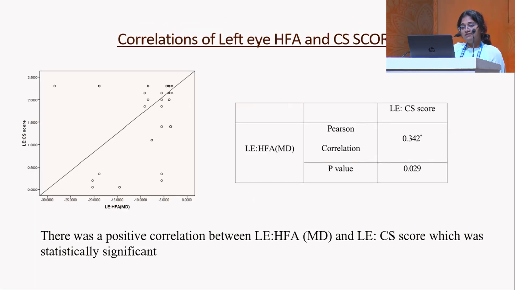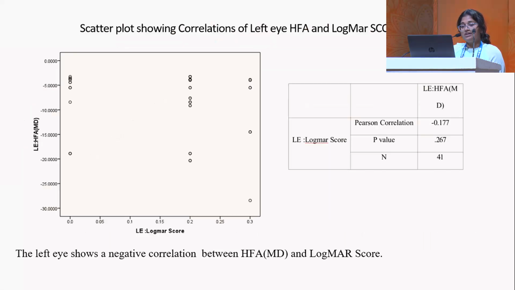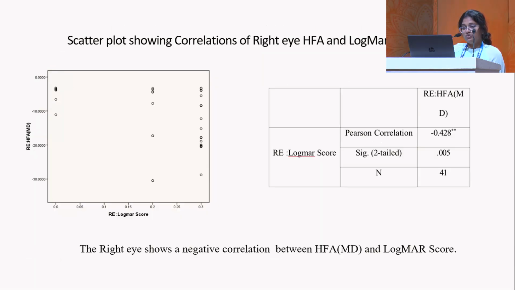And comparing the left eye HFA and CS score, it also shows a positive correlation between the left eye HFA and left eye contrast sensitivity score, which was statistically significant. The scatter plot showing correlation of left eye HFA and logMAR score shows a negative correlation between the two. And the scatter plot showing correlation of right eye HFA and logMAR score also shows a negative correlation between the two.